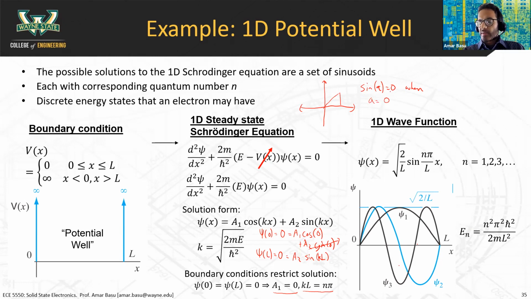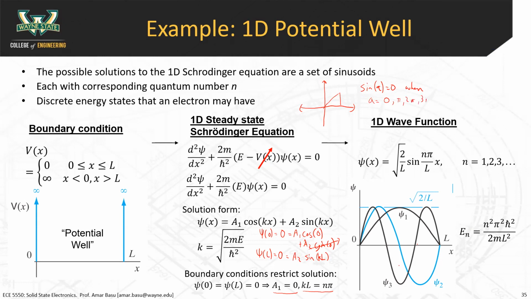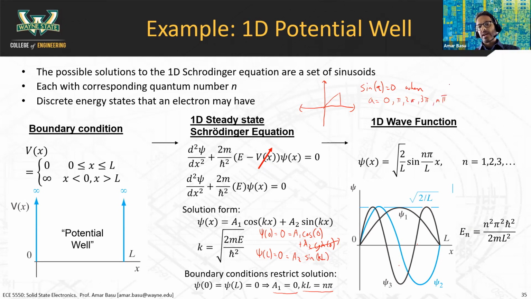Not quite. Think about this again. Where would the sine be 0? At what angles? 1 pi, 2 pi. Exactly. 3 pi. Pi, 2 pi, 3 pi. Basically n times pi. Any integer times pi, the sine is going to be equal to 0. So that's where this constraint comes from.